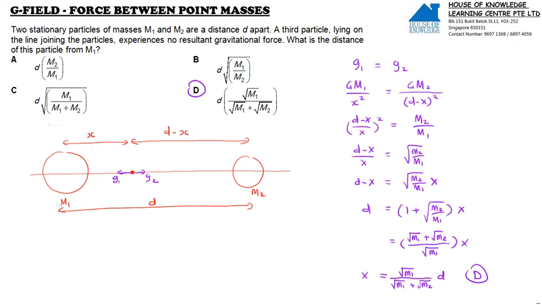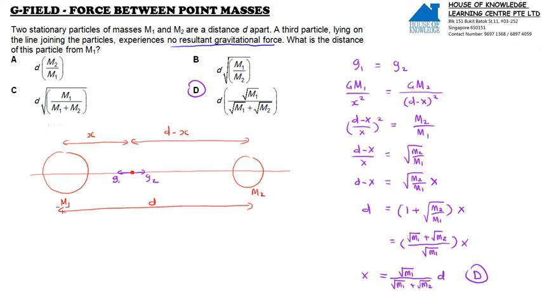For this question, you need to draw out M1 and M2. They ask which point is such that the net G is 0, because they say no resultant force. No resultant force means no resultant G is the same. So at this point, let's say the G is 0. That means G1 due to M1 equals G2 due to M2.